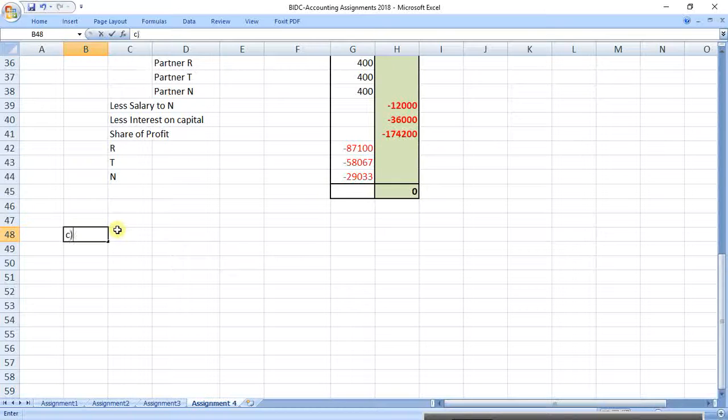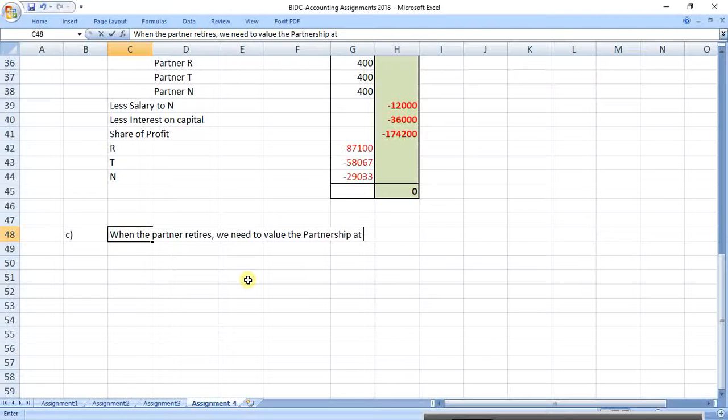So C, okay, so bullet number one, I don't know, do they mind bullets? They don't. Okay, so just write it in a paragraph. Okay, so I'm just going to write bullets because this is what you need to express. Okay, so when the partner retires, comma, we need to value the partnership at date of retirement.